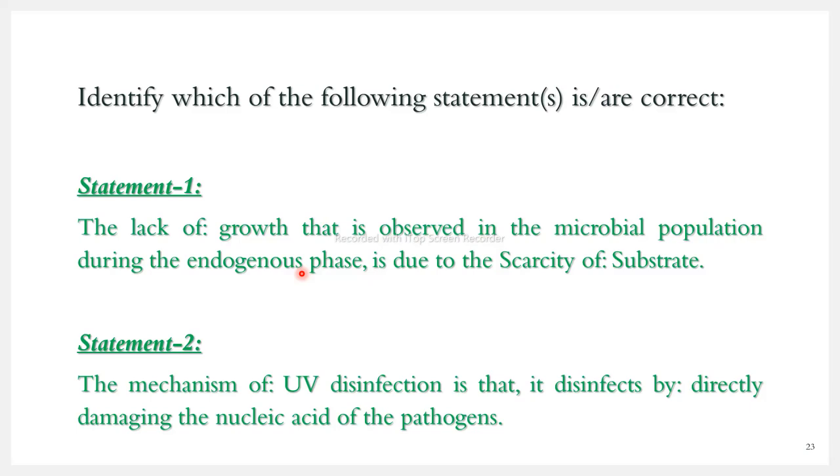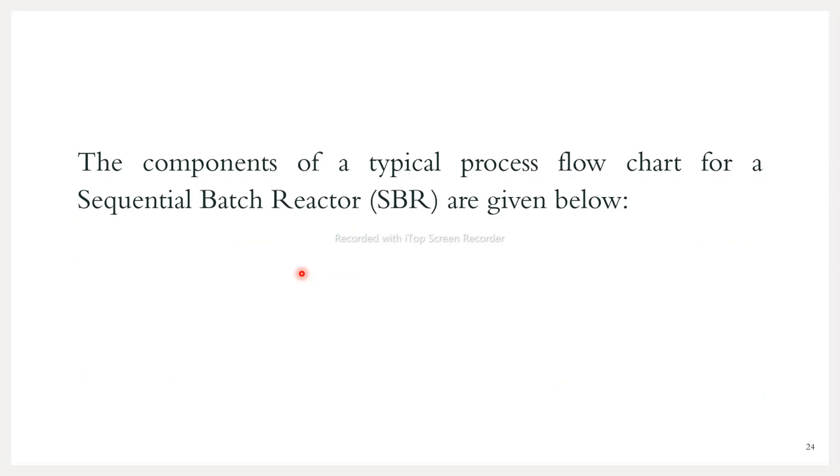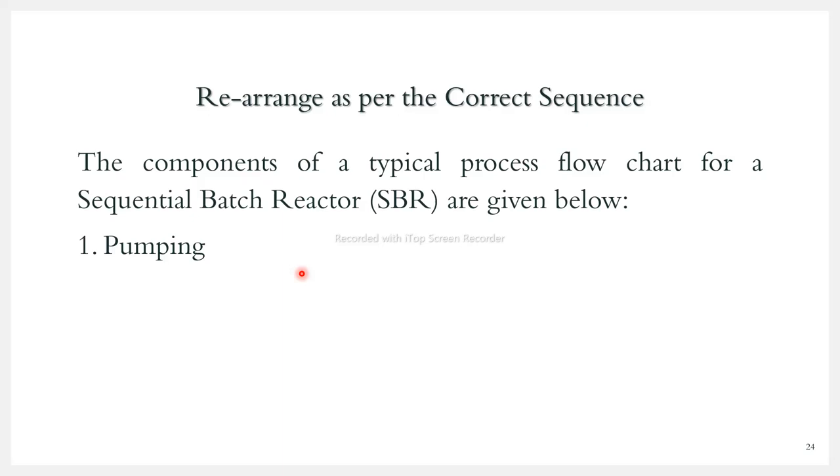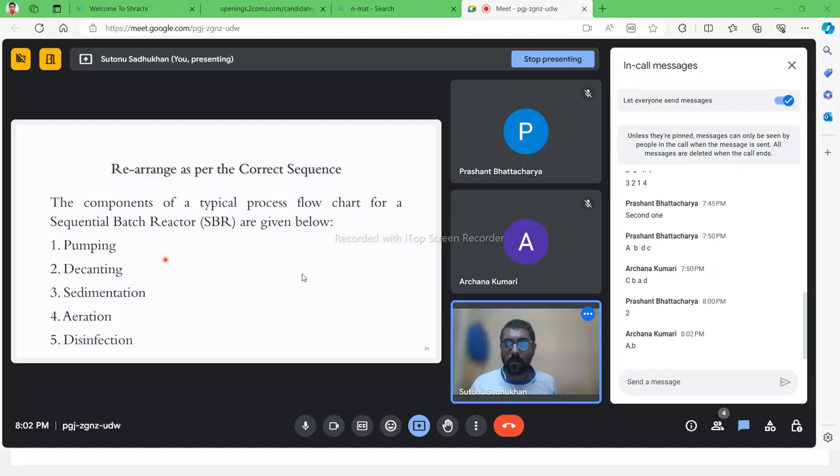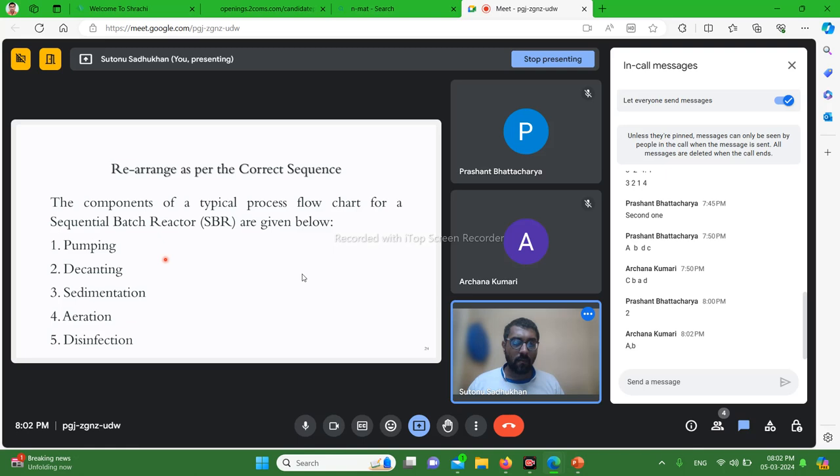Okay. So now we'll move on to our next rearrangement problem. The components of a typical process flow chart for a sequential batch reactor, or SBR, are given below, and you have to rearrange them as per the correct sequence. The components are: number one, pumping, then decanting, then sedimentation, then aeration, then disinfection. You just rearrange them as per the process flow chart for an SBR. I'll wait for 2 minutes.